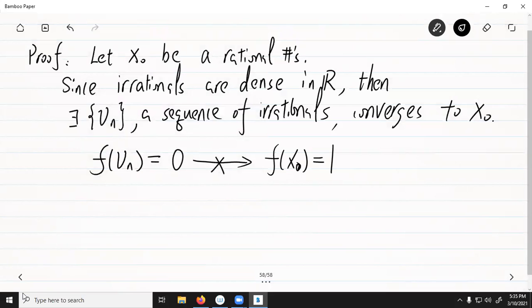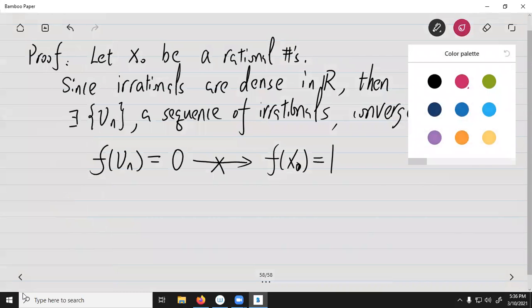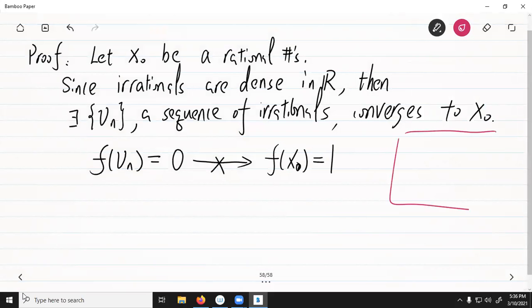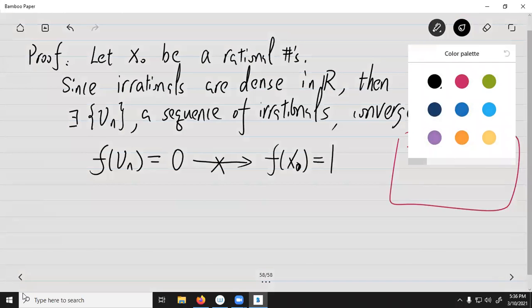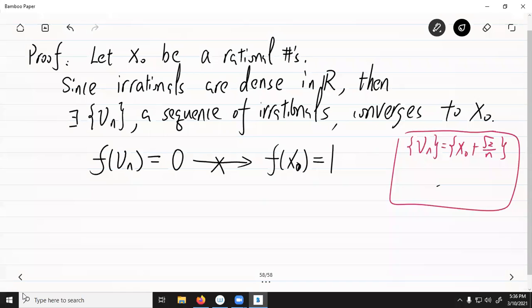So here some students may worry about whether this sequence exists or not. Here is the example. You can take Vn to be x naught, a rational number, plus square root 2 over n. This is an irrational number: square root 2 is irrational, dividing it by n is also irrational, and rational plus irrational is still irrational, right? You don't need to give me the specific number, you just say there exists one, because you have a theorem to guarantee that.